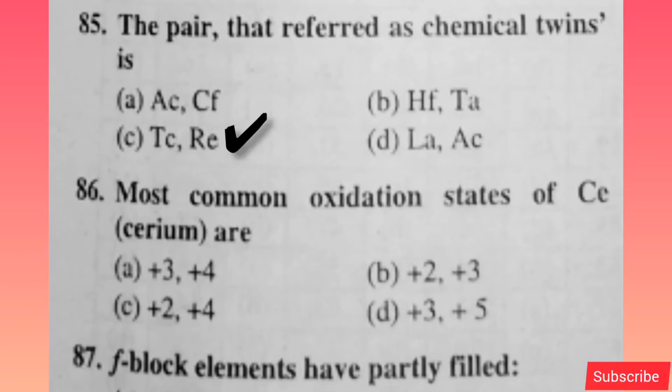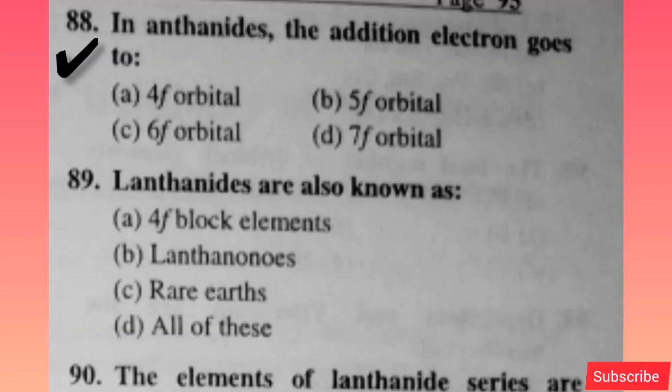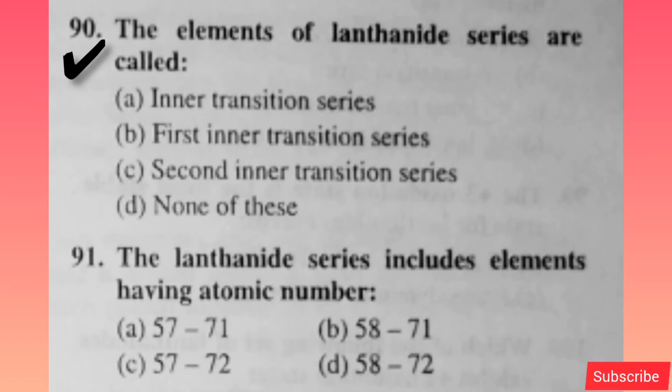Option C is correct. Most common oxidation states of Ce are. Option A is correct. F-block elements have partly filled. Option A is correct. In lanthanides, the additional electron goes to. Option A is correct. Lanthanides are also known as all. Option D is correct. The elements of the lanthanide series are called.